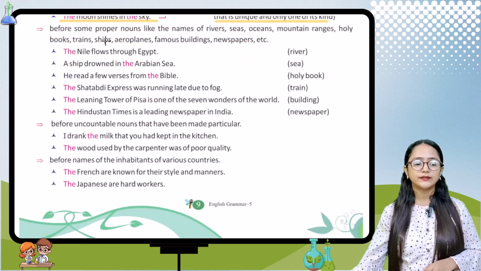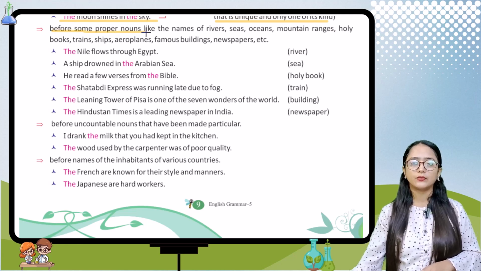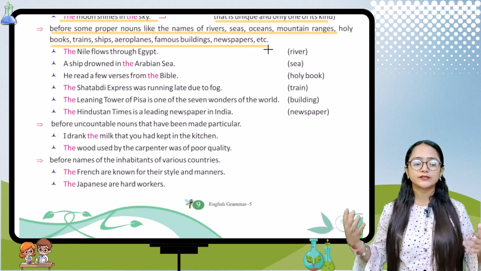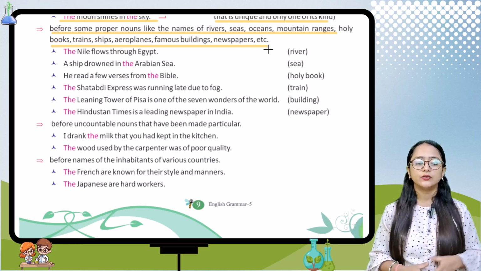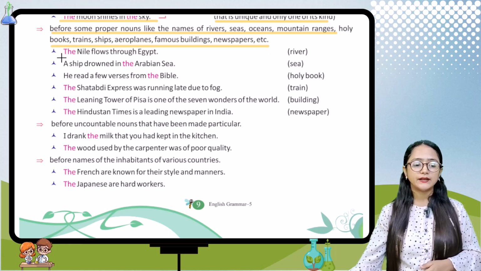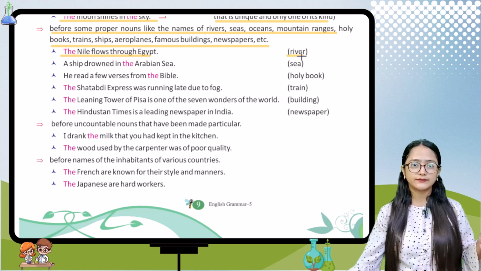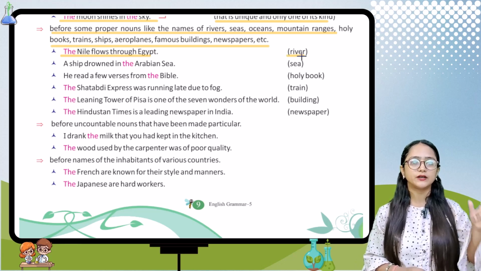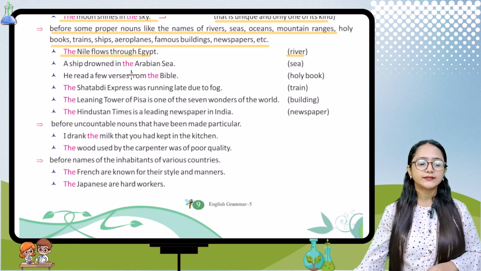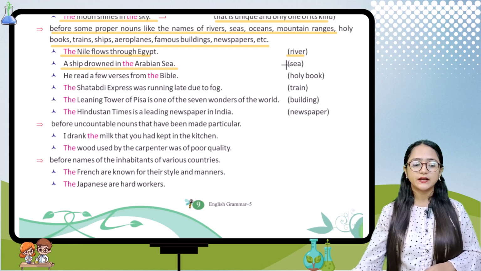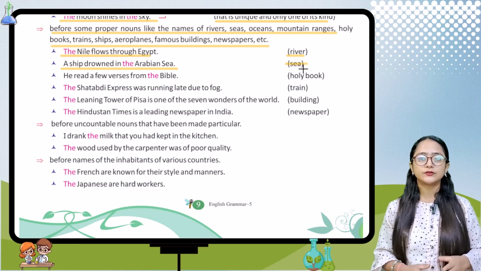Now the next point is before some proper nouns like the names of rivers, seas, oceans, mountain ranges, holy books, trains, ships, airplanes, famous buildings, newspapers, etc. So before that famous type of things we use what? We use the. For example, the Nile flows through Egypt. Here it is talking about a river, so you have to put the before that river name. Next example is a ship drowned in the Arabian Sea. Here the sea name is Arabian, so you have to use the before it.